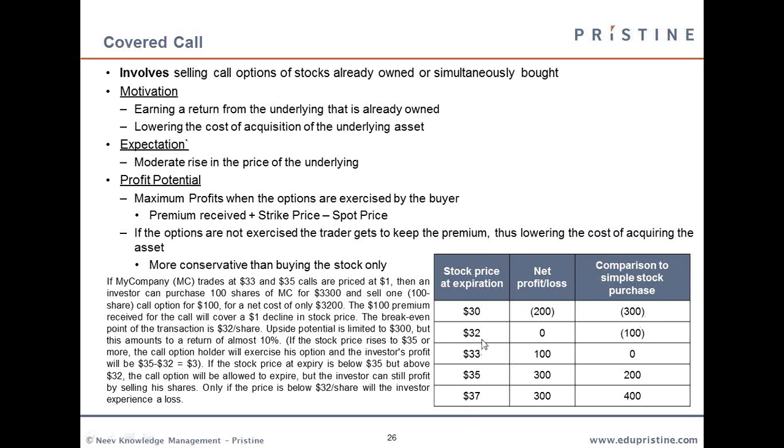So here what we are basically trying to do is limit our losses by sacrificing gains at the upper end. For example, if the stock price exceeds $35, then the gain that we get will be stuck at $300. However, if you simply buy the stock, you will gain $400, which is greater than $300.